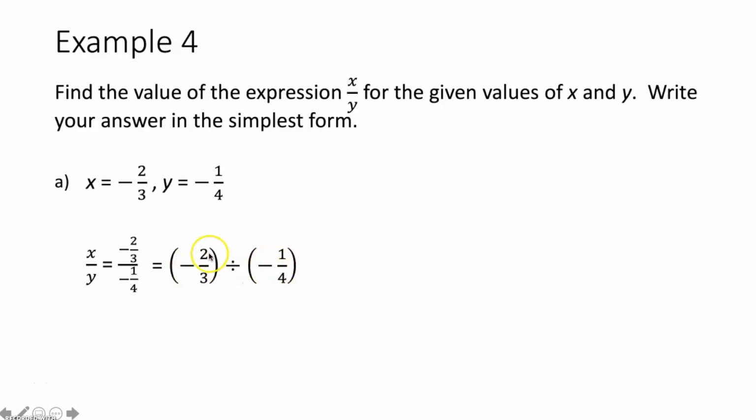So this first number, negative 2/3, stays the same. This division sign is going to change to multiplication, and this negative 1/4 we're going to take the reciprocal of, and it becomes negative 4 over 1. Now all we have to do is multiply the numerators together and denominators together. 2 times 4 is going to give you 8. 3 times 1 is going to give you 3. And since we're multiplying two numbers together that have the same sign, our answer is going to be positive.